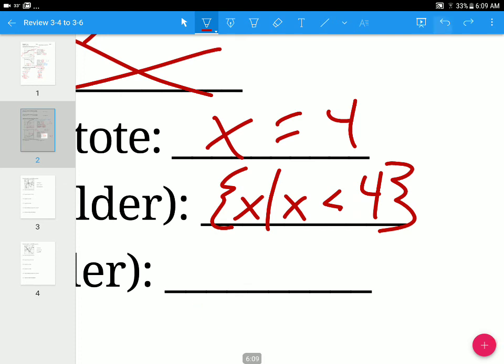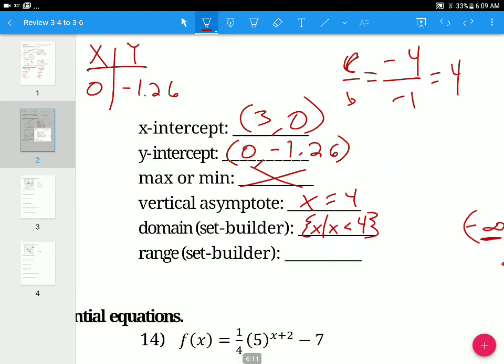Last but not least, your range. We said range was all real numbers. So we write y such that y is a subset of all real numbers. And again, you can get that straight out of your notes, straight out of those charts.